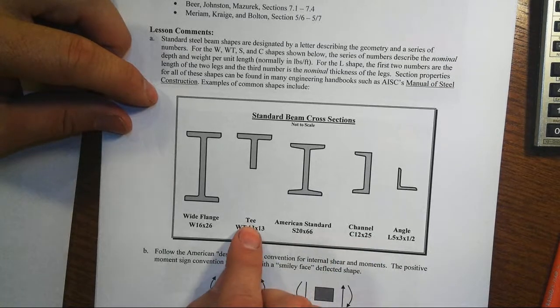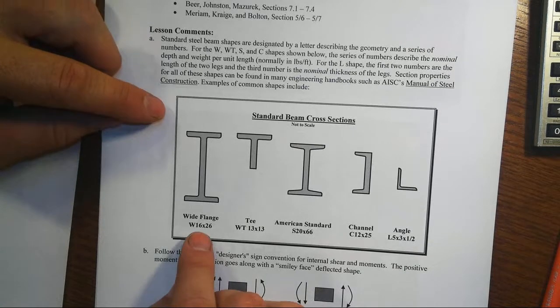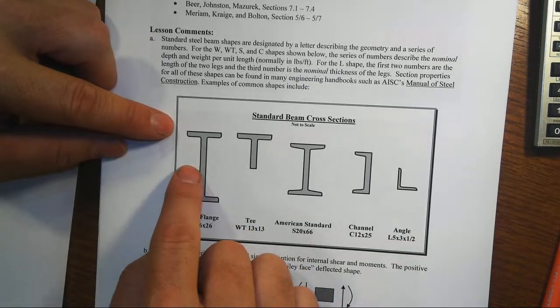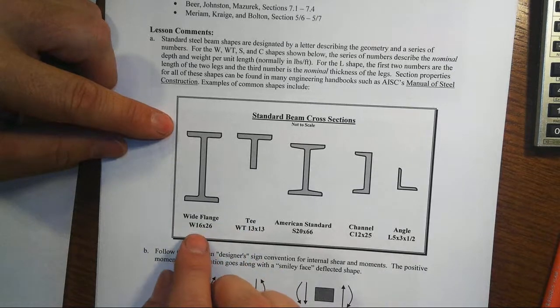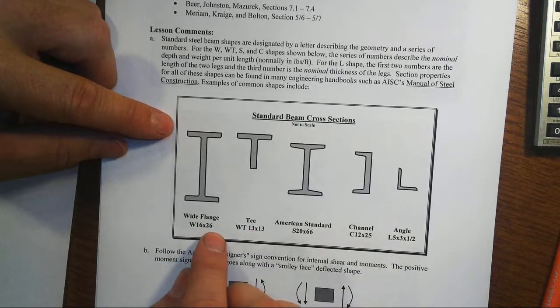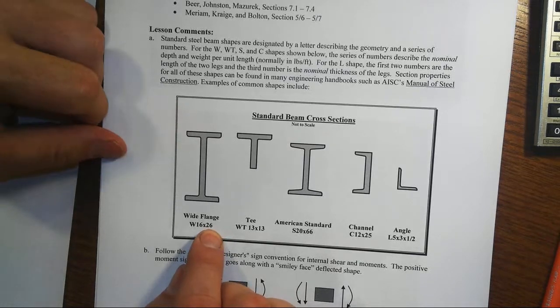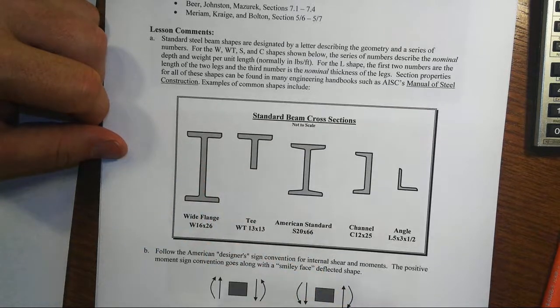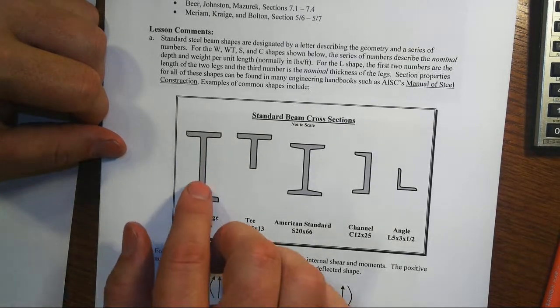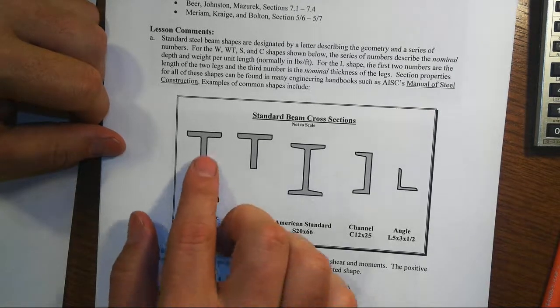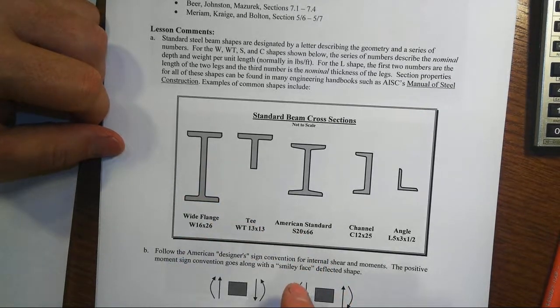Now the WTs are made by making a wide flange section and cutting it in half. So that's the other part that's going on here. Now the W16 by 26, that second number, is telling us the approximate weight per foot of this cross section. So 26 pounds per foot would be the self weight of a W16 by 26.